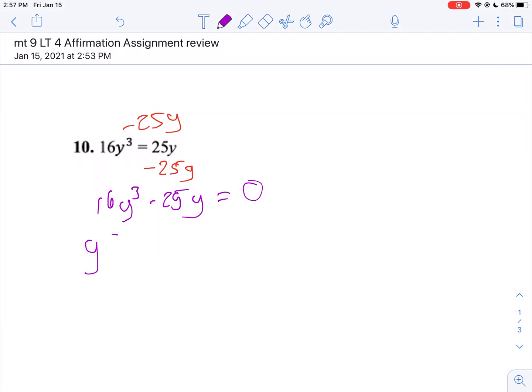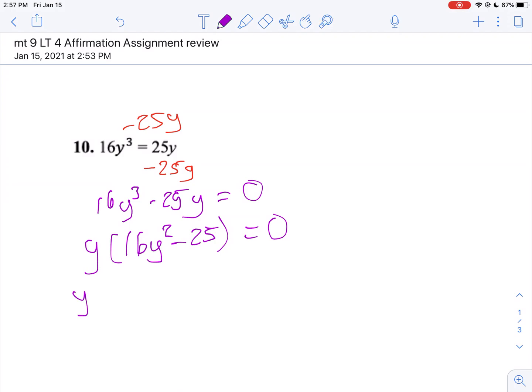So you have y, parentheses, 16, y times what gives us y to the third power? Well, that would be y squared. Minus 25, and we already took the y out, equals 0. Now look at your parentheses. Can you factor that again? The only time you can factor a binomial besides a common factor is if the first term's a perfect square, the second term's a perfect square, and there's a minus sign between them. Notice we've met those conditions.